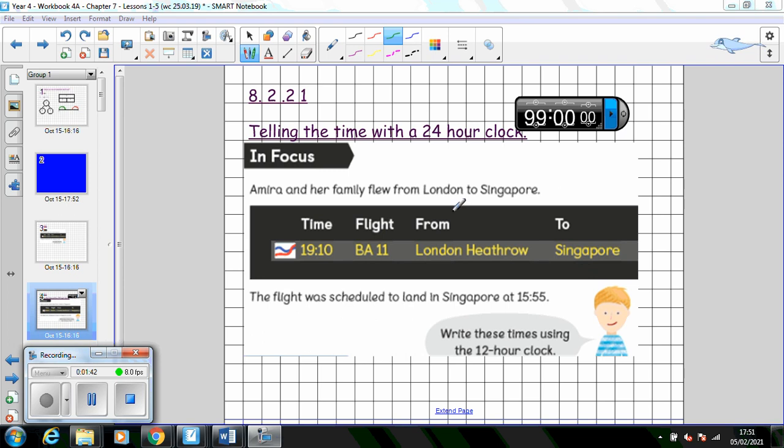I'm just going to jot those underneath here. So London, and the plane leaves, the time is 19:10, and it's going to go all the way to Singapore, and it should land at 15:55.